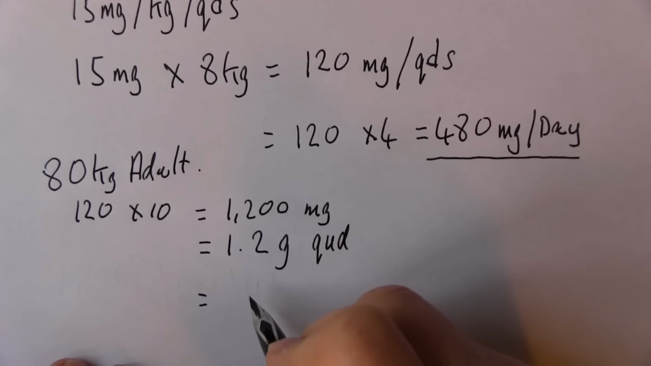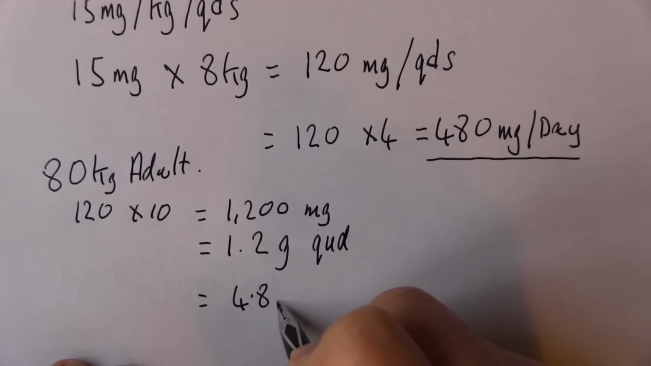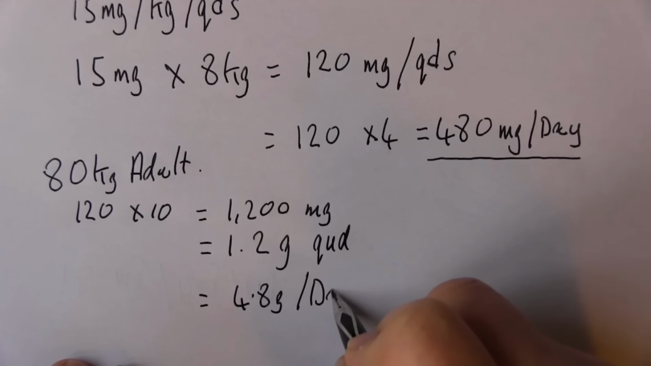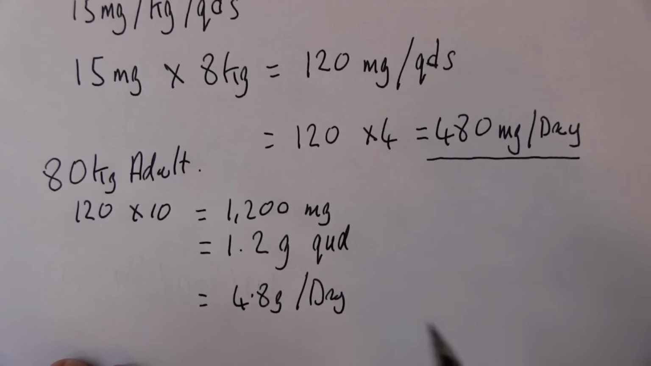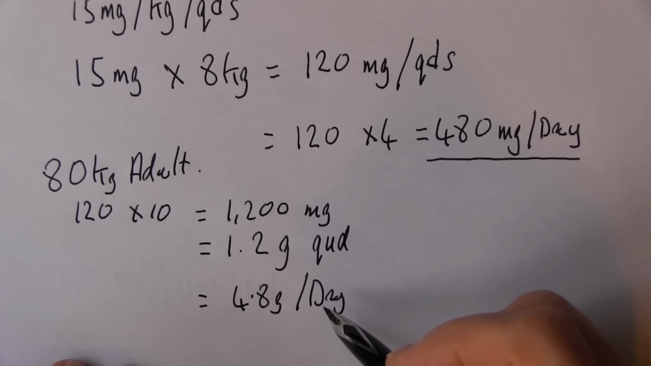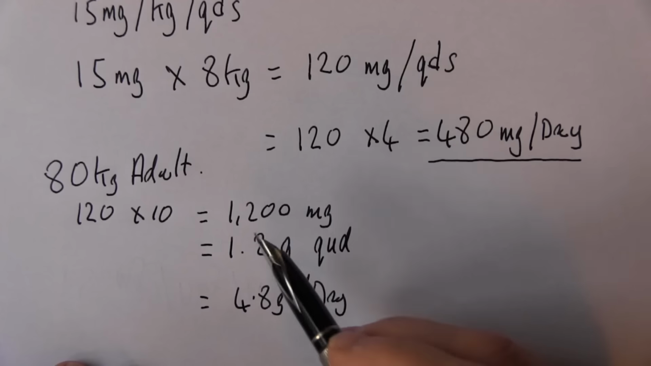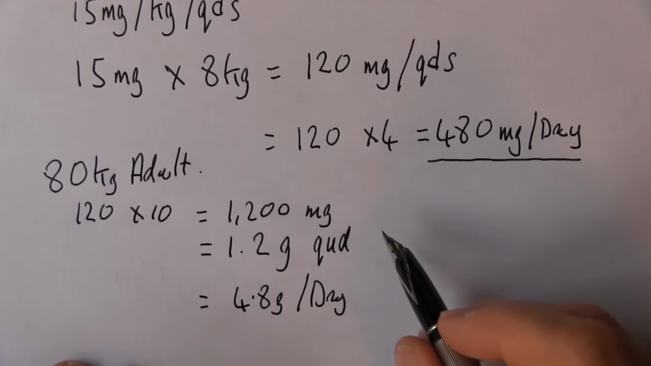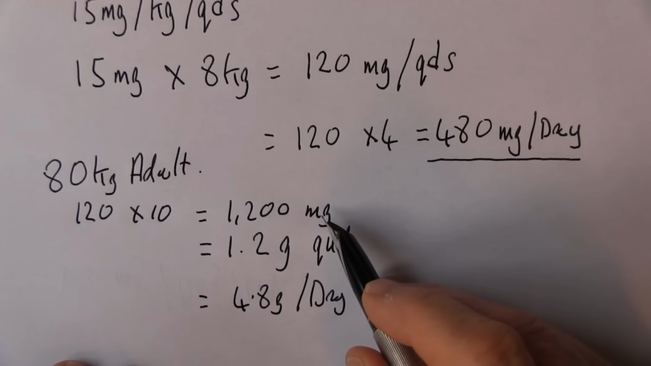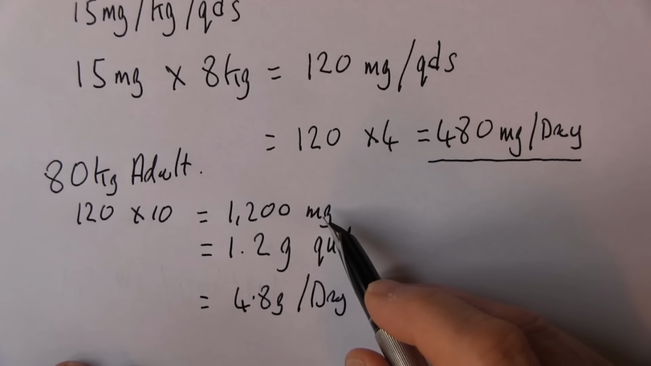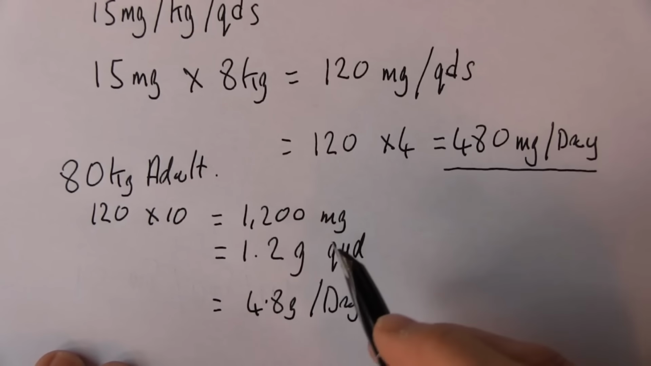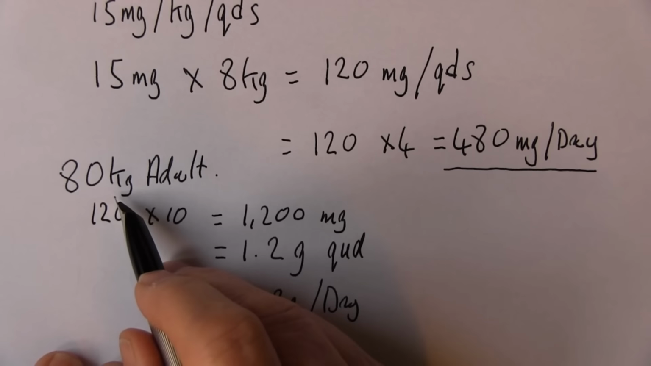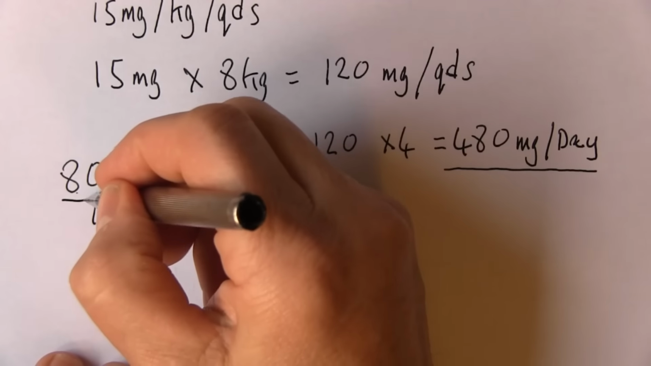Or to put it another way, that's going to equal 4.8 grams a day in 4 divided doses equally spaced. But in practice we normally say we give 1 gram of paracetamol or acetaminophen 4 times a day. Now the discrepancy here is you do get some adults, of course, that weigh 80 kilograms. You get some adults that weigh significantly more than 80 kilograms.